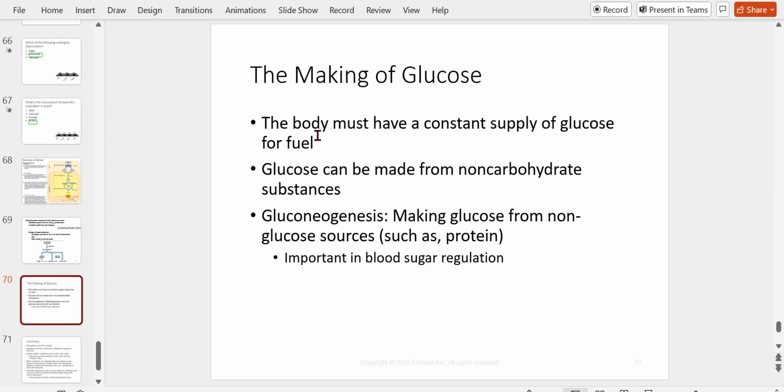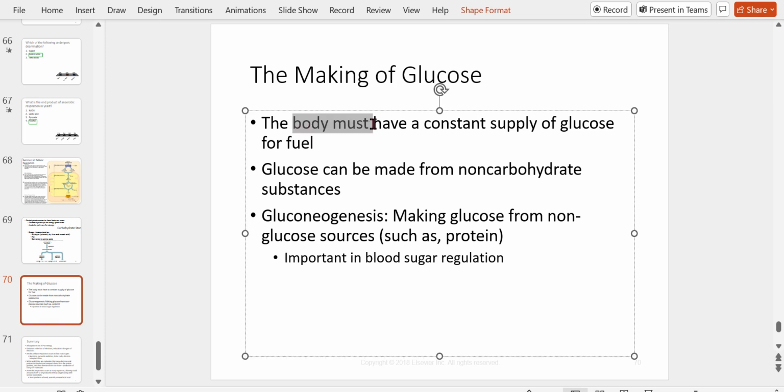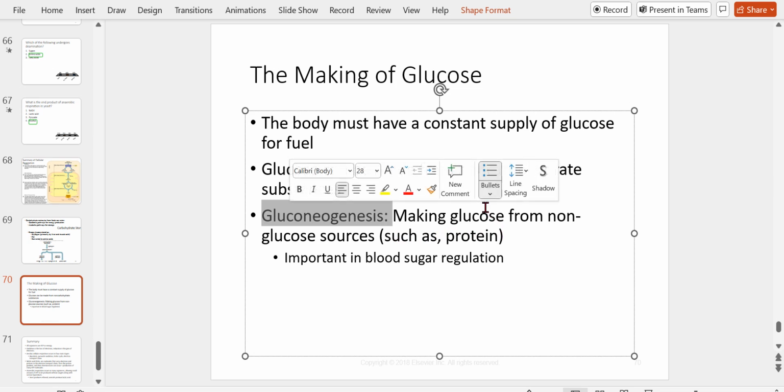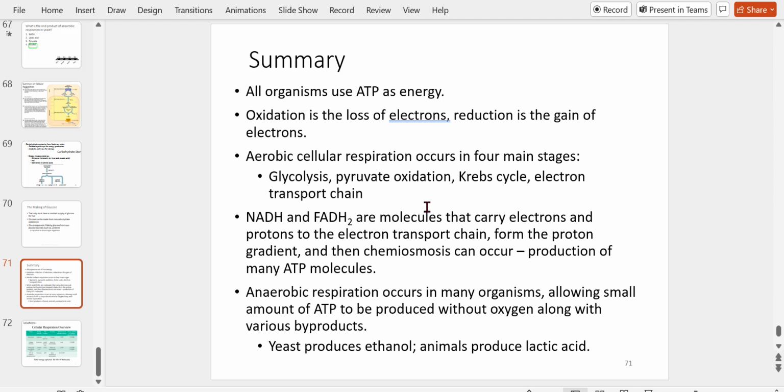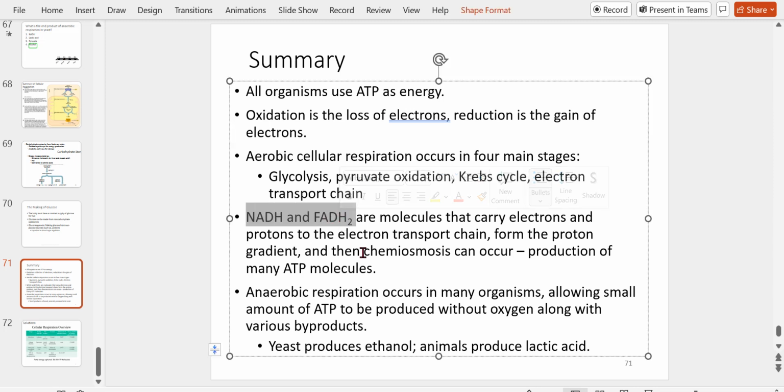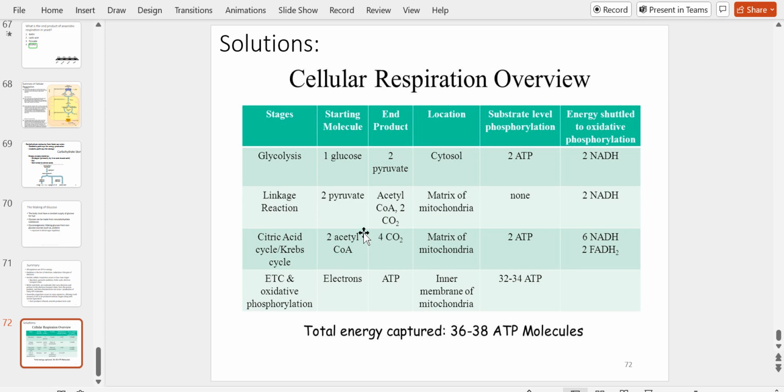The body must have a constant supply of glucose for fuel, so glucose can be made from non-carbohydrate substances. There's your gluconeogenesis, making glucose from non-glucose sources such as protein, important in blood sugar regulation. And a nice summary there, please have a look at that. There's your FADs and your NADs, those are your money makers when you're talking respiration. And here's a beautiful little cellular respiration overview.